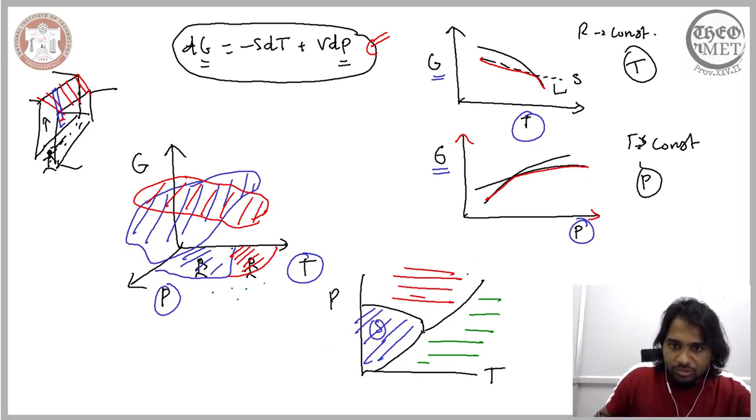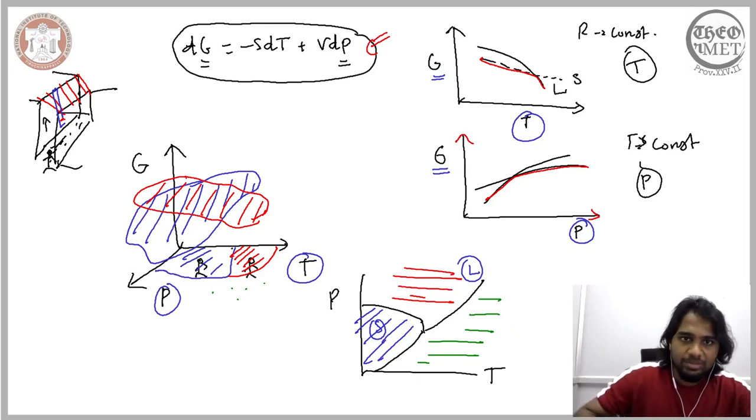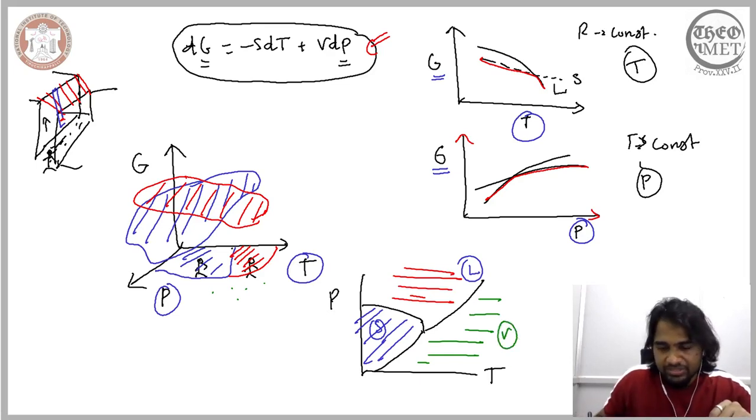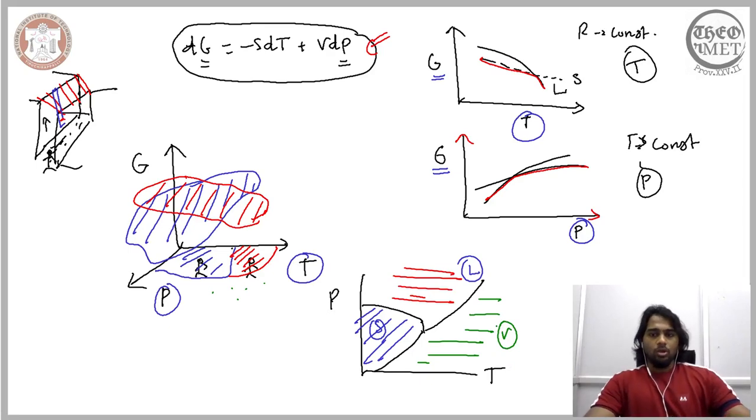In this combination of pressure and temperature, it is the liquid that is stable. And in this combination of pressure and temperature, what we essentially have is the vapor phase that is stable. So again, this is a schematic representation.